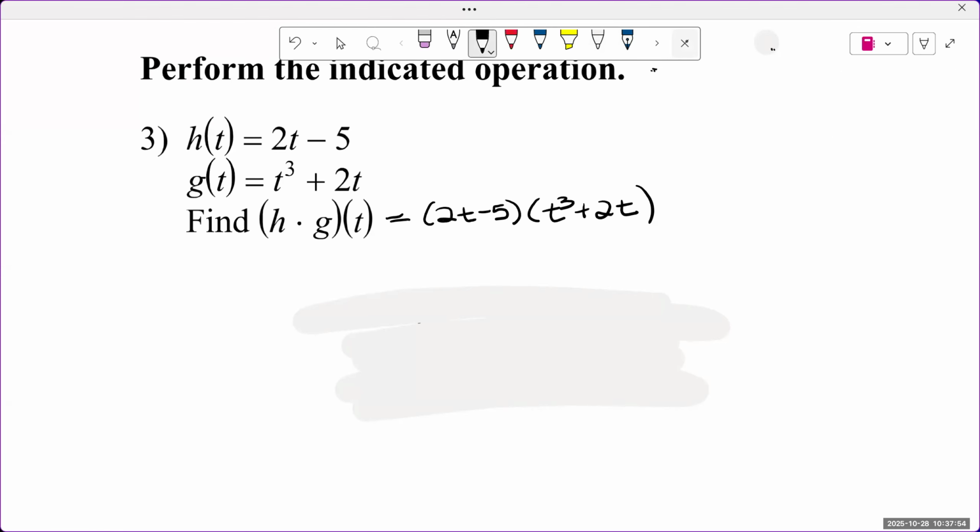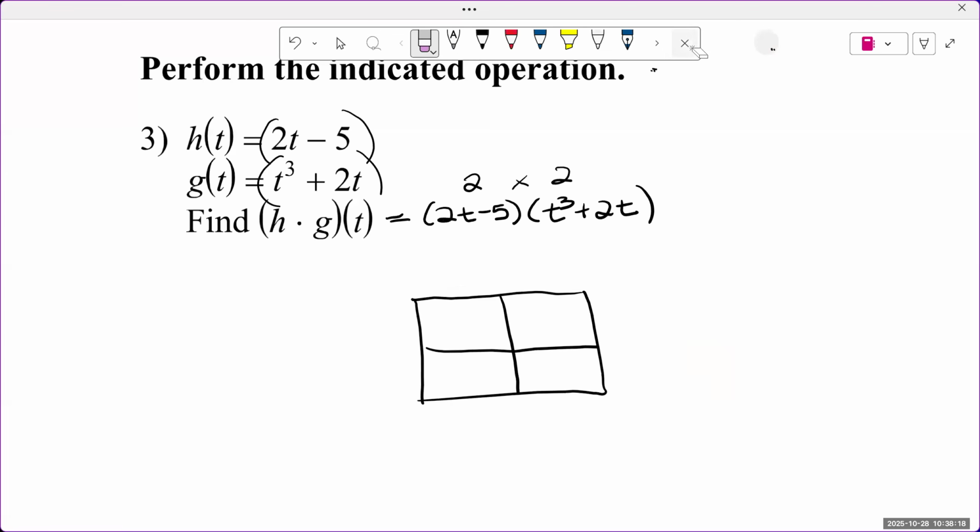Number 3. This little symbol right here says to multiply them together. So one thing I've noticed, some of you are not putting parentheses when you multiply them together. Put parentheses around them. So now we're going 2 terms by 2 terms, and you know what that means. That means we need to make a box. So 2t minus 5, t cubed plus 2t. So multiply to fill in your box.